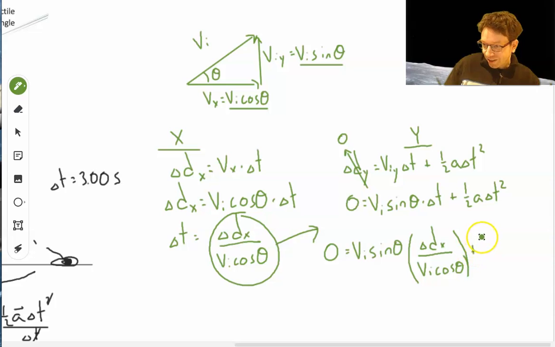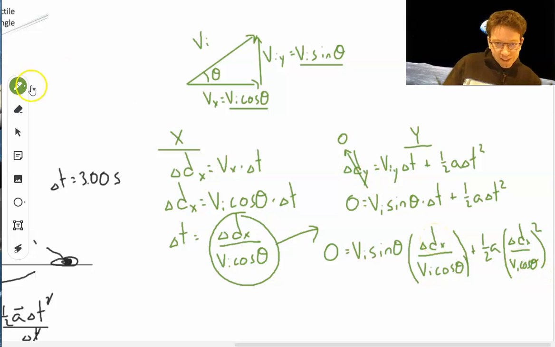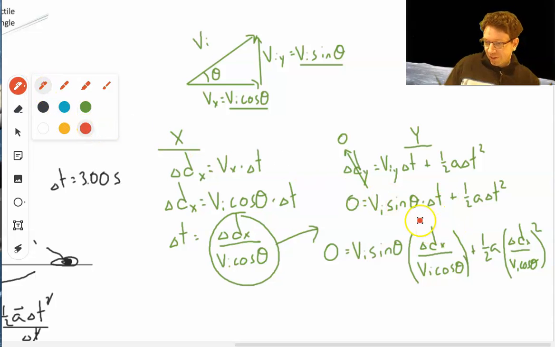Plus 1/2 a times this. All right. Now, actually, I could have done this earlier. That would have been simpler if I had divided everything by time. But I'll just do it here anyway.